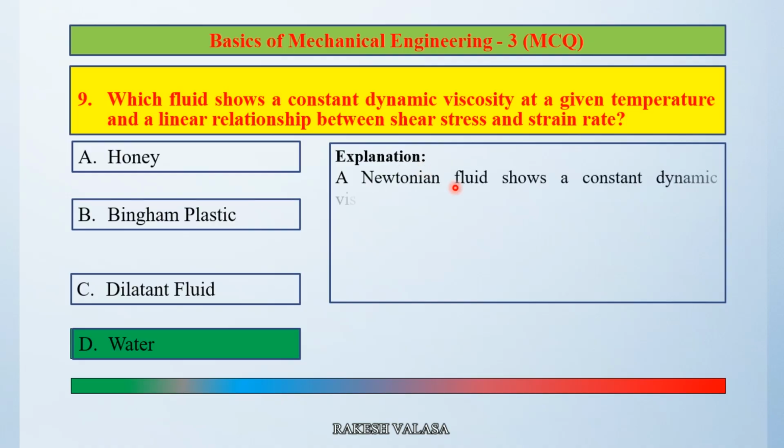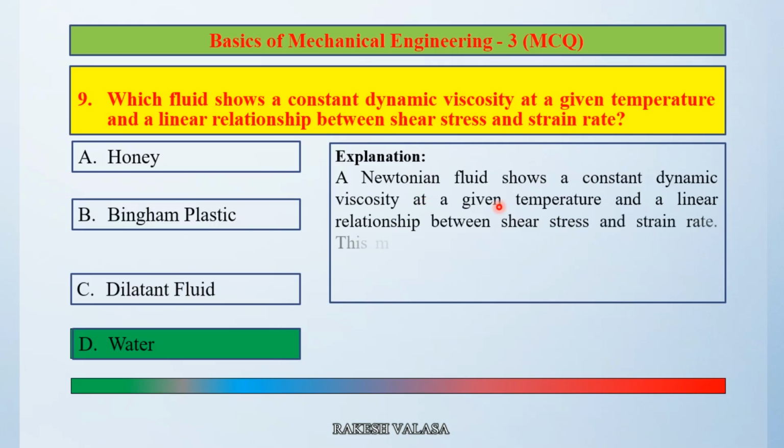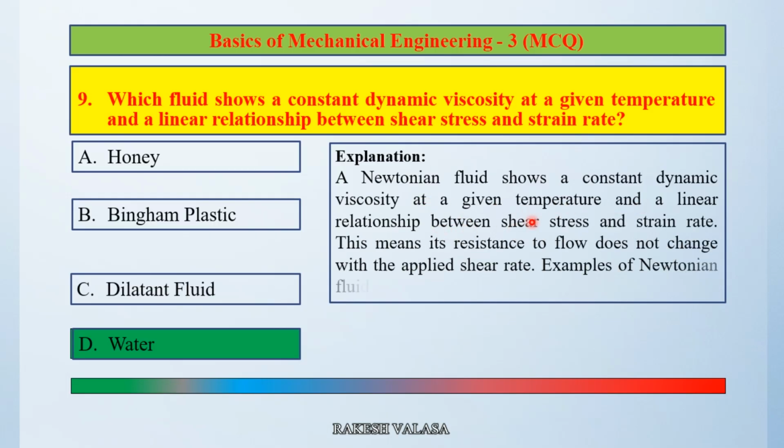A Newtonian fluid shows a constant dynamic viscosity at a given temperature and a linear relationship between shear stress and strain rate. This means its resistance to flow does not change with the applied shear rate. Examples of Newtonian fluids include water, air, and thin motor oils. So the correct answer is option D water.